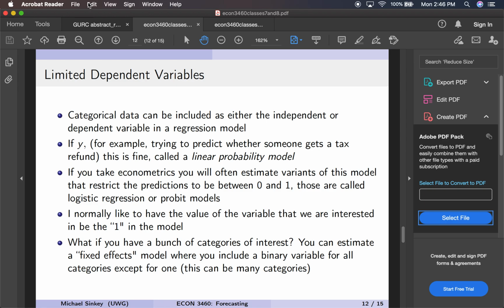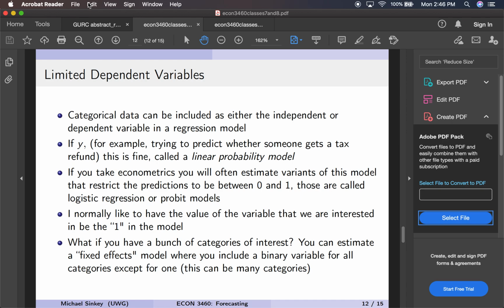I can do what's called a fixed effects model, where I include a variable for all possible categories. So if I have 50 states, I include 49 variables in my model, and if you're not in the first 49, the 0 is for the 50th state. Okay, so we can do this.